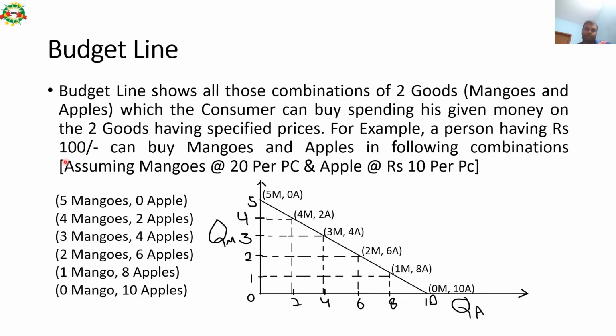So possible combinations in case of budget line would be 5 mangoes 0 apples, 4 mangoes 2 apples, 3 mangoes 4 apples, 2 mangoes 6 apples, 1 mango 8 apples, and 0 mango 10 apples. So if we draw all these combinations on an x-axis, say apple, and y-axis, say mango, the line connecting all these 6 combination points is called budget line.